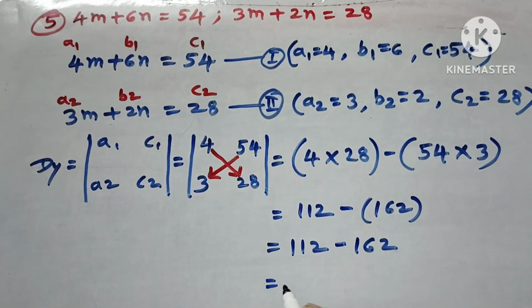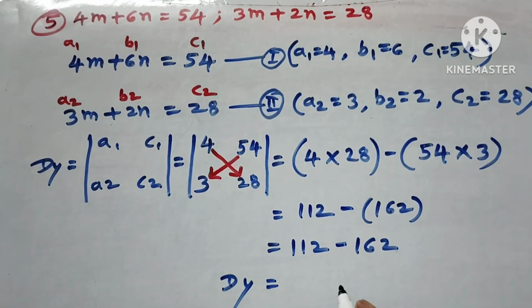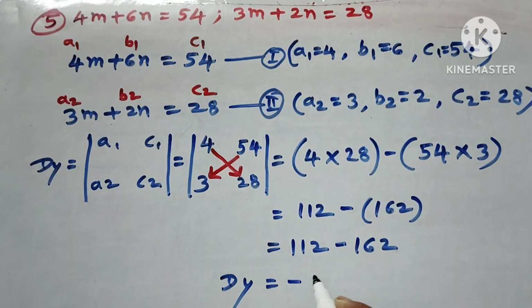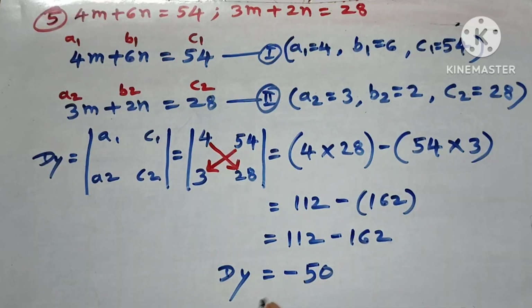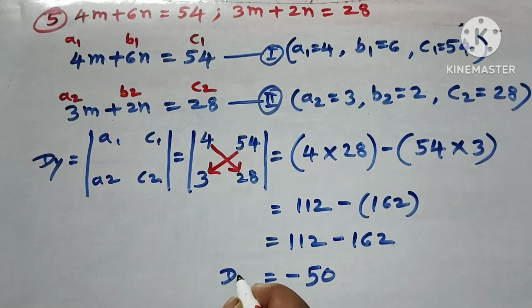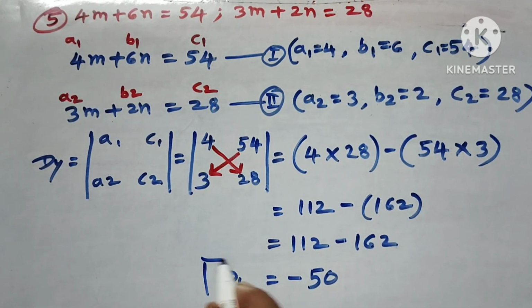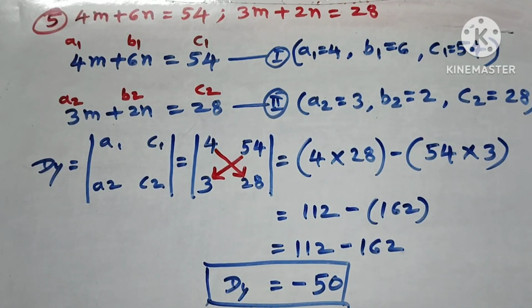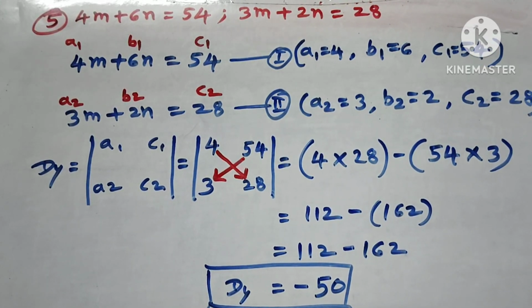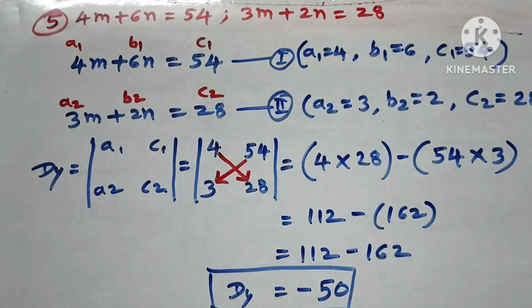In subtraction, dy is equal to minus 50. Value of dy minus 50. Value of dy is equal to minus 50.